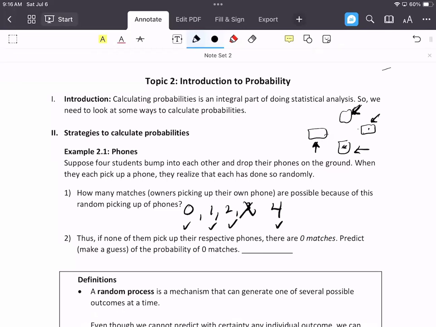Number two, if none of them pick up their respective phones, there are zero matches. Make a guess of the probability of zero matches. Take a guess. Write down any number that you'd like between, let's say, 0% and 100% that you think that no one, when they do this, would get their phone.